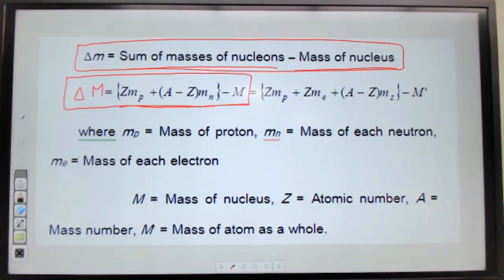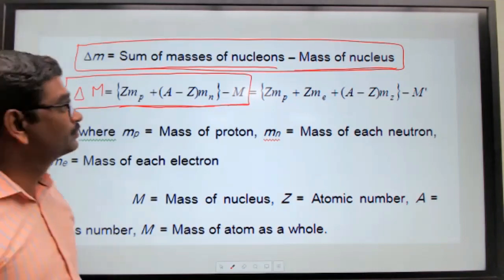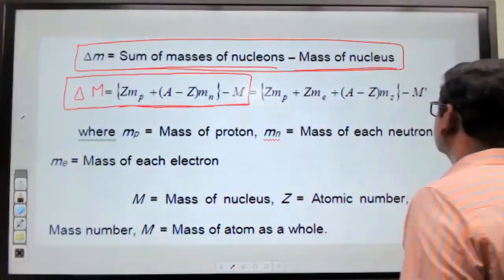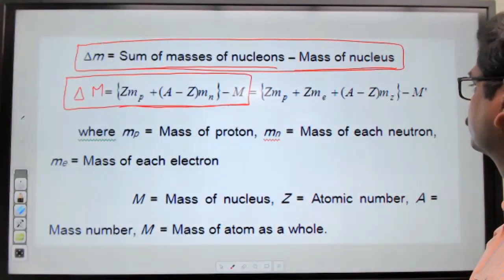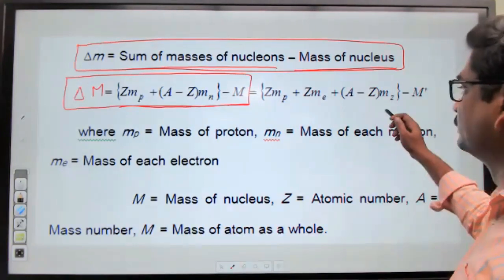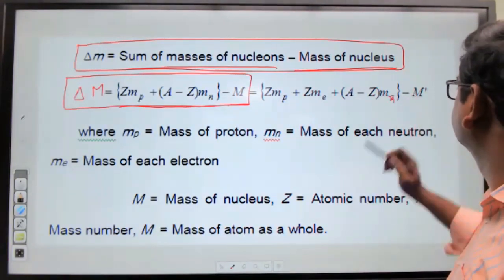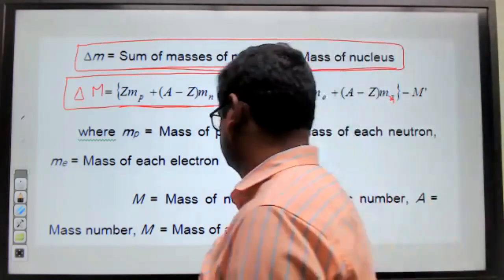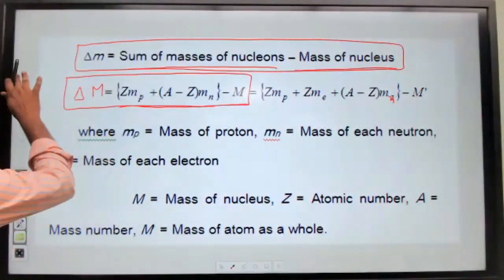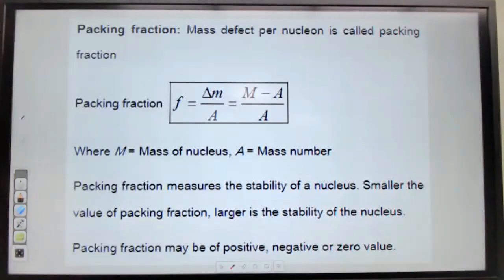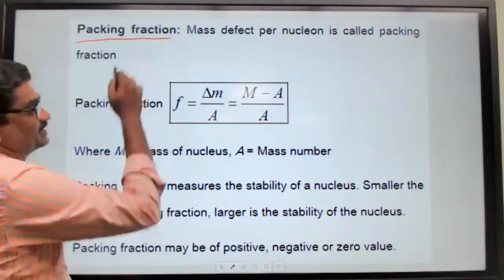Z into mass of proton plus A minus Z into mass of neutron minus M. That is mass of the nuclei. Neutron, M. Electrons తీసుకున్నాం. Next heading, packing fraction.